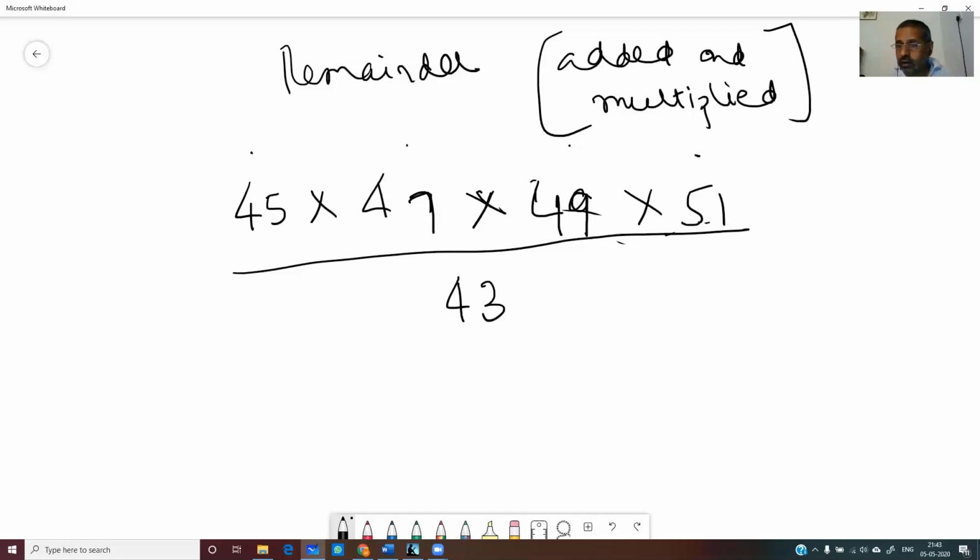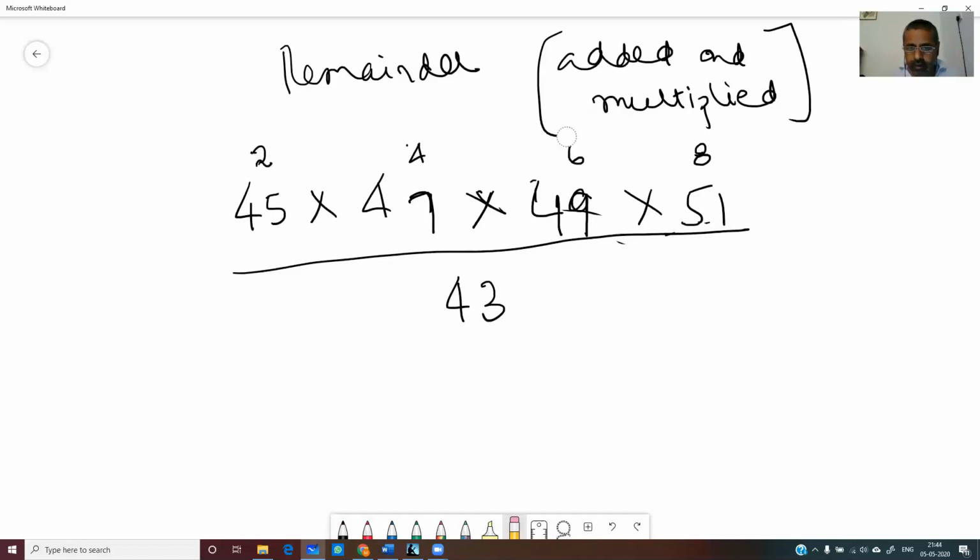What are the individual remainders? 45 divided by 43, the remainder is 2. How about 47? The remainder is 4. How about 49? The remainder is 6. And 51 divided by 43, it is 8. Now you multiply all the remainders and again divide by 43. That will give you the final remainder.